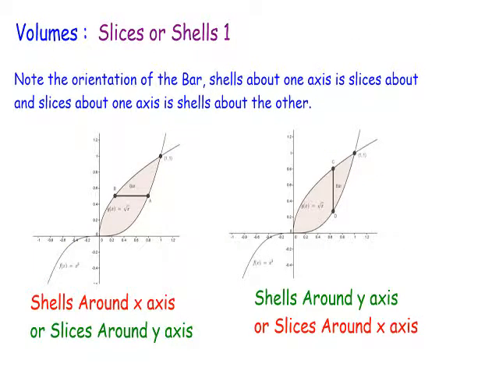Okay, well, just before we go on to shelling, I just want to show you what the difference is. Obviously the bar orientation will now need to be parallel to the axis of rotation. Basically you can see here shells around the x-axis will be slices around the y, and shells around the y will be slices around the x. Now I'll just show you this in GeoGebra.